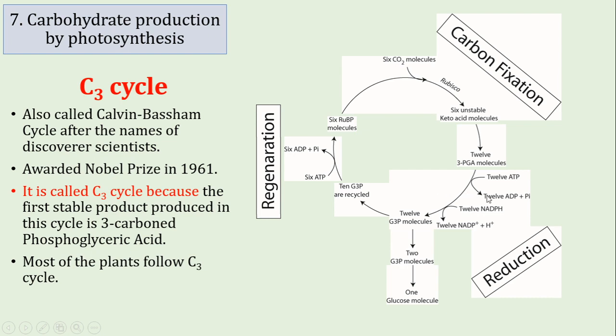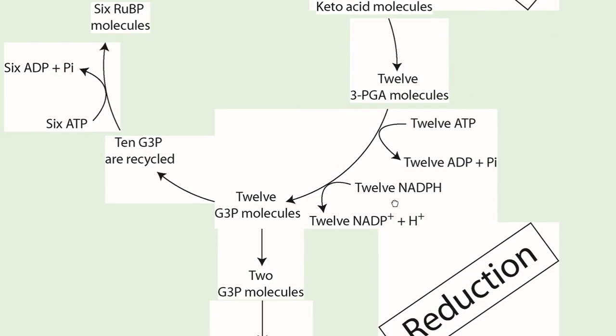and this step is called the reduction step because according to the electronic definition of reduction, we know if any chemical accepts electron, that is called reduction. So here we see the NADPH has released electron, and this electron is accepted by the G3P molecule. That is why this phenomenon of receiving electron by the G3P molecule is called the reduction process.